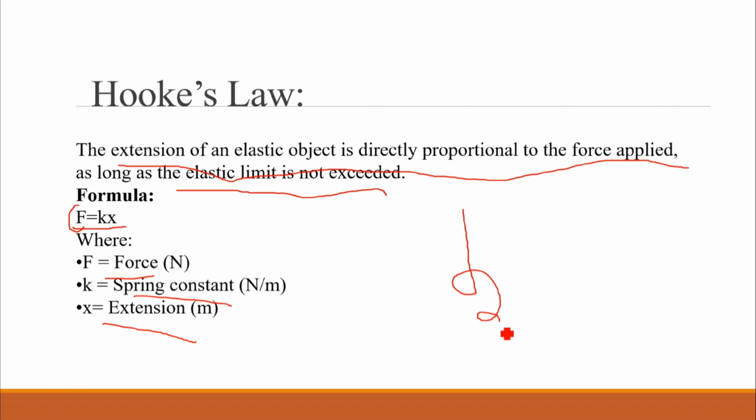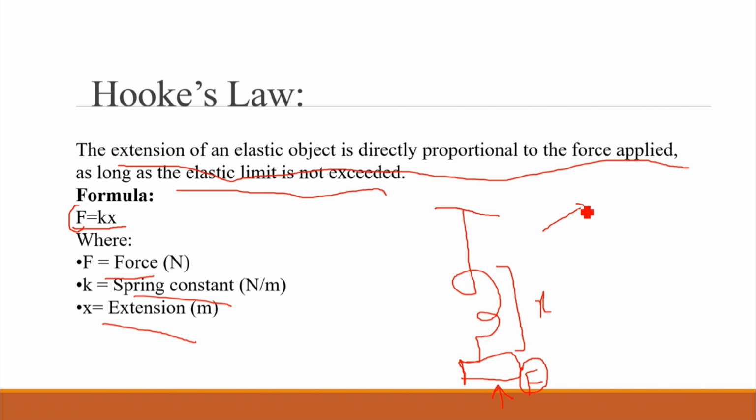So this is the spring, this is the weight here. The force applied on this spring, that means F, is directly proportional to extension. This is the extension, how much a spring can be stretched. So this is equal to X. The more you apply the force, the more the spring will be stretched. And K equals spring constant. Spring constant means the ability of a spring to be stretched.